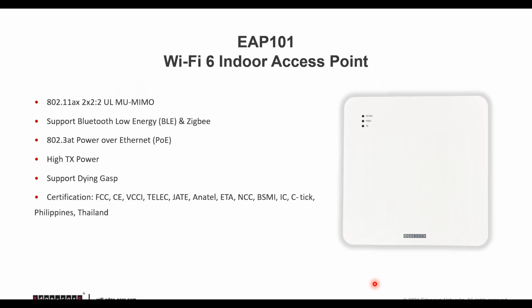Okay, and this one is the Edgecore, the certified models. EAP101 is a Wi-Fi 6 2x2 MU-MIMO. And we also have 2 radios inside. One is Bluetooth, the other one is Zigbee. So you can do location-based service or any IoT communications.